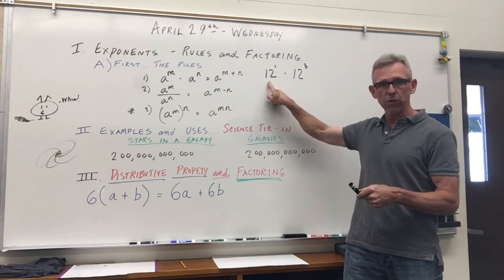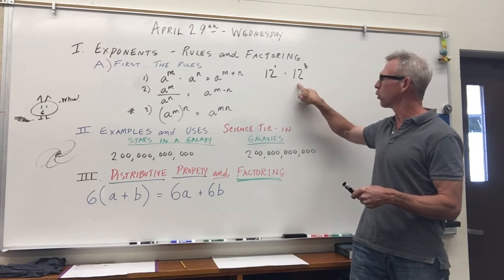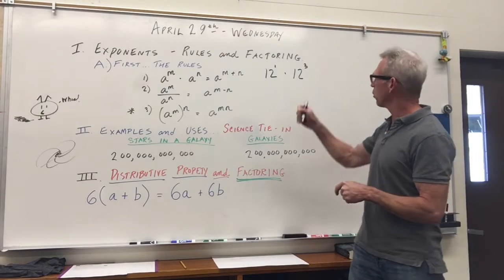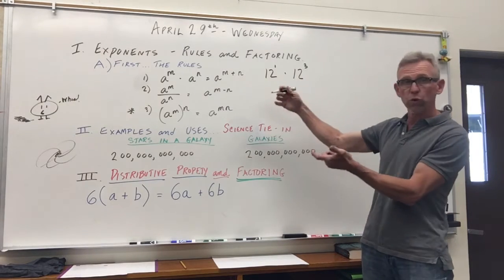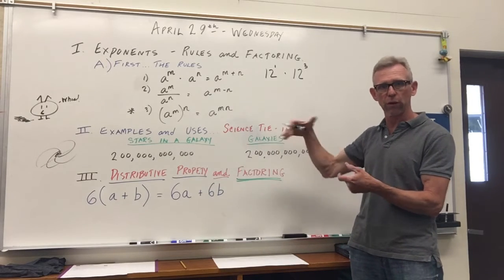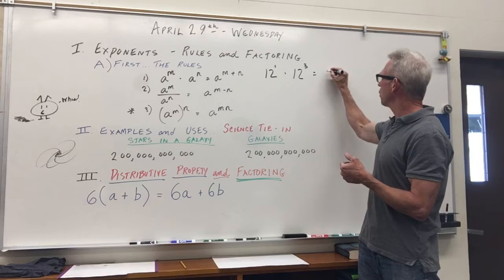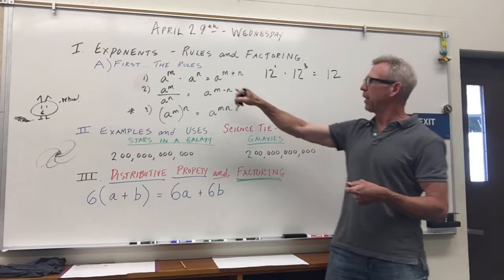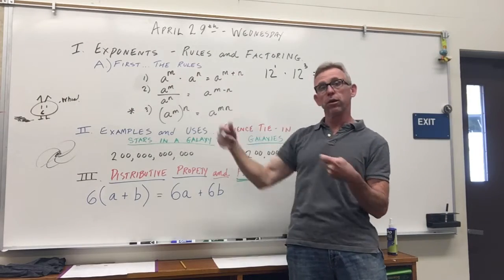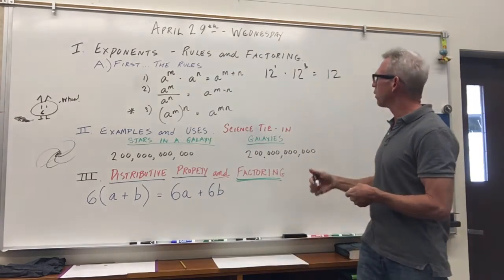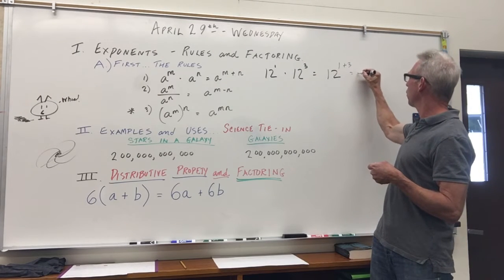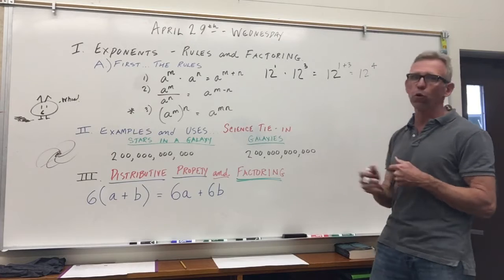But since the bases, the numbers here, are the same, there's a 12 here and a 12 here, we can use this rule. In other words, 12 to the first power multiplied by 12 to the third power, well, let's use our rule. Let's say our 12 is represented by the A, or the A represents the 12, however you want to say that, equals the same base, but now we're just adding the exponents, m plus n. And notice m and n, different letters, represent different numbers. In this case right here, we have a 1 and a 3. 1 plus 3 equals 12 to the fourth power.